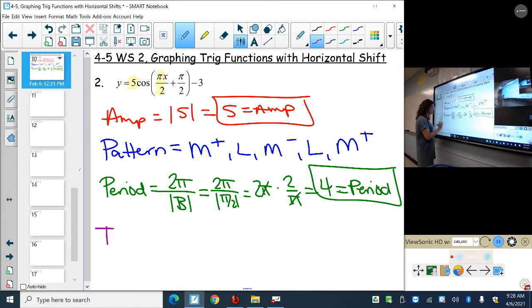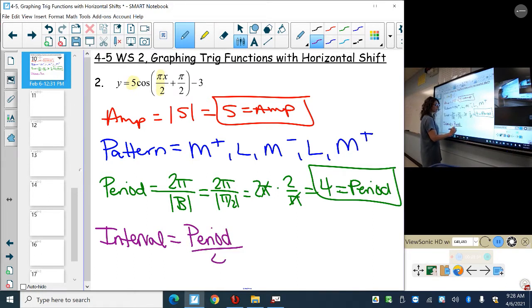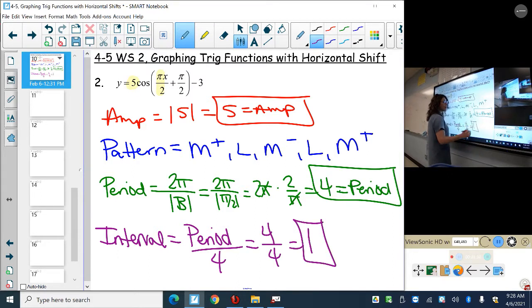Next, we want our interval. Our interval is going to be our period divided by 4. So that's 4 divided by 4, which gives me 1. That is the number of units I'm going to add to go from one point to the next point to the next point. Okay? So now I've gotten my amp, my pattern, my period, and my interval.